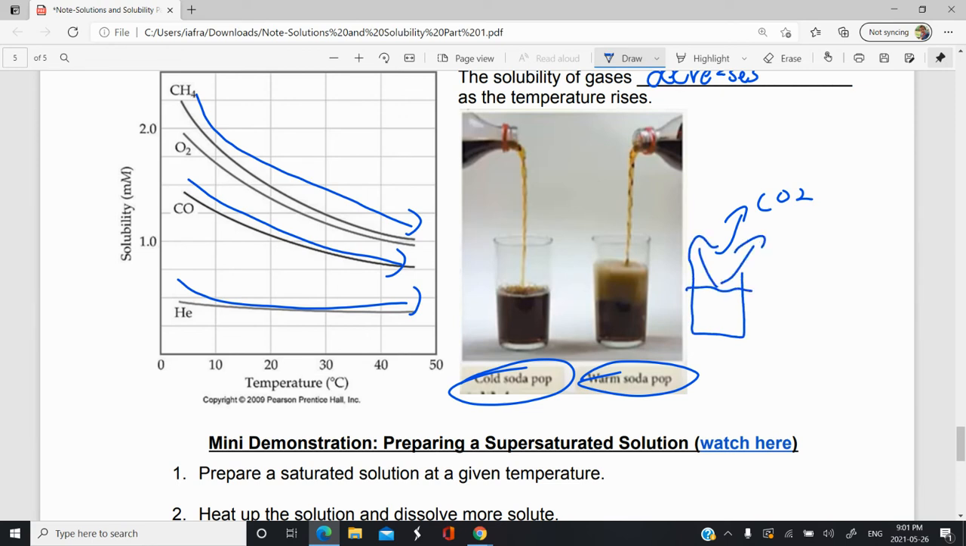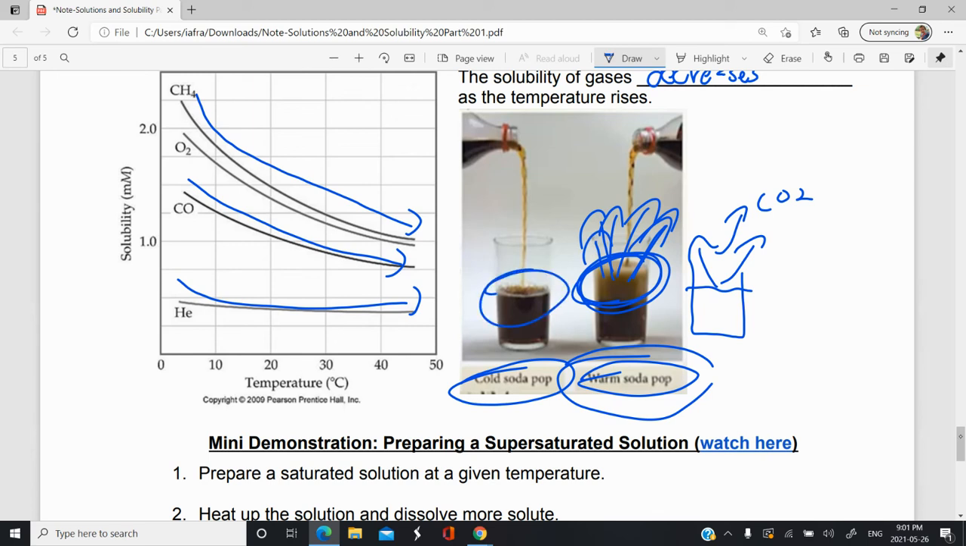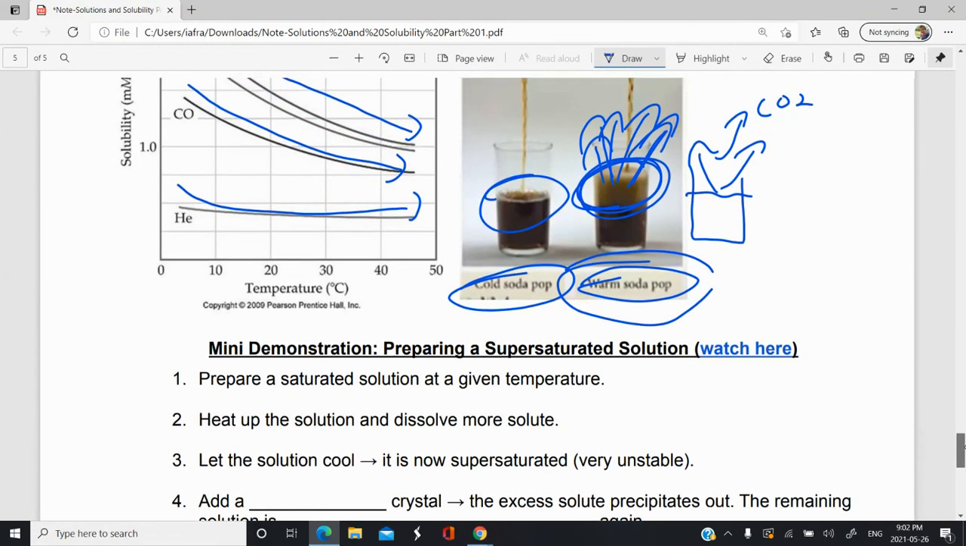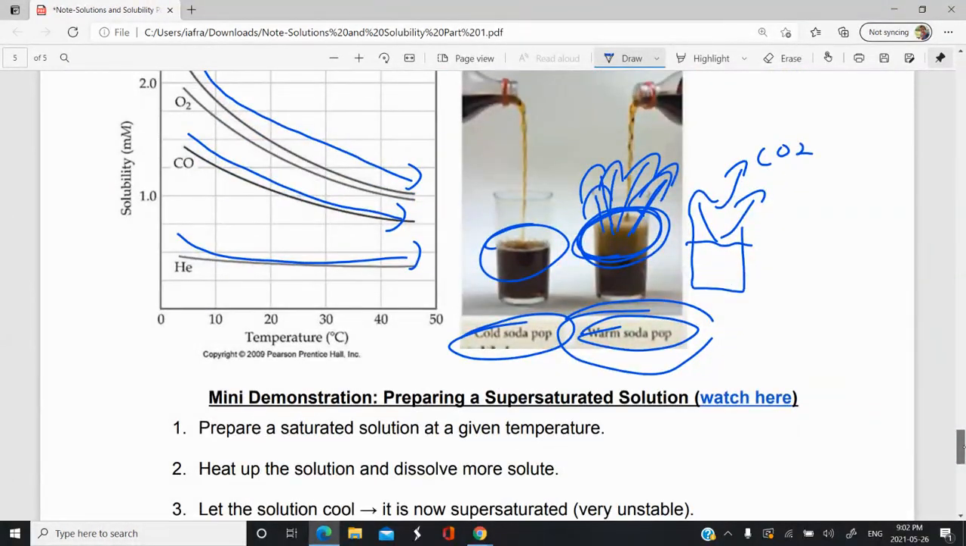And well, hopefully, now that you know how solubility affects gases, you might say that the warmer soda pop should go flat faster. You see more bubbles over here because there's carbon dioxide coming out faster, since gases have a lower solubility in warmer solvents. Whereas in the cold pop, you don't see as much bubbling because the gases stay dissolved, since you have a higher solubility at colder temperatures for gases specifically. And so that's a cool application of solubility of gases.